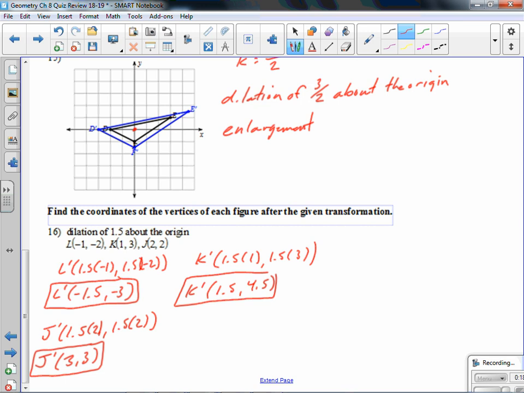So there are our new coordinates for the vertices of the transformation, L prime, K prime, J prime. And that concludes the review.